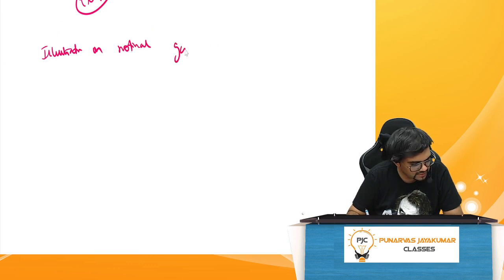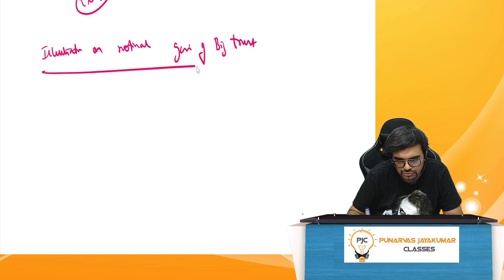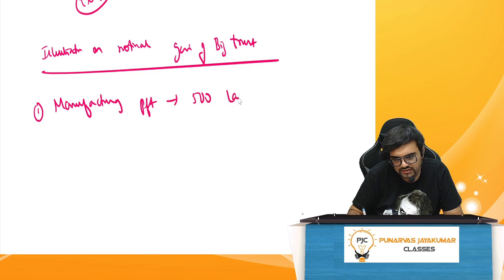Illustration on notional gain of a business trust. First one, manufacturing profit, 500 lakhs. This is a modified examination question. That's why I'm doing it here. Not even an examination, it's somewhere in MTP or RTP. In exam it has still not come.